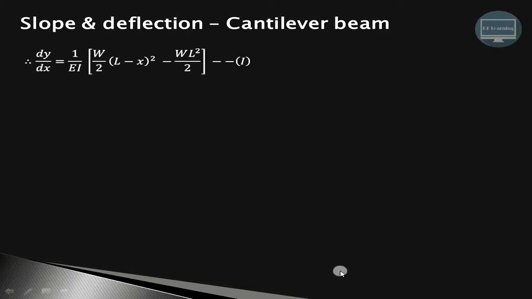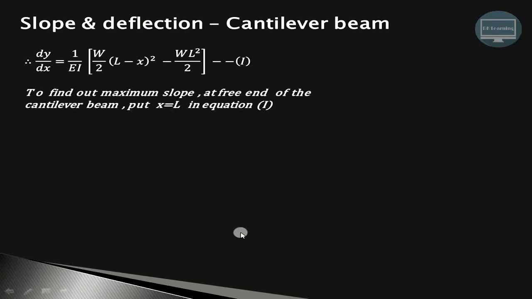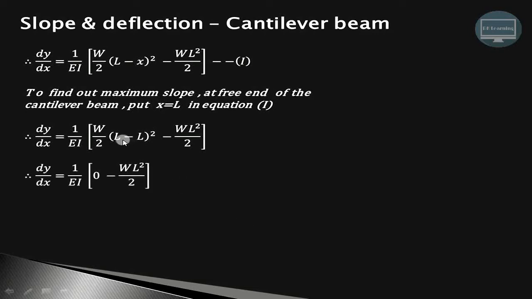Now let us consider our first equation, that is the equation of slope, and we know that maximum slope is at the free end of the cantilever beam. So at the free end the condition is x is equal to L. So put x is equal to L in this particular equation. So in place of x it is L. So this will be 0 because L minus L is 0, and 0 into anything is 0. So ultimately we can say that maximum slope at the free end is minus WL square by 2EI. So this is the equation for the maximum slope in case of the cantilever beam.